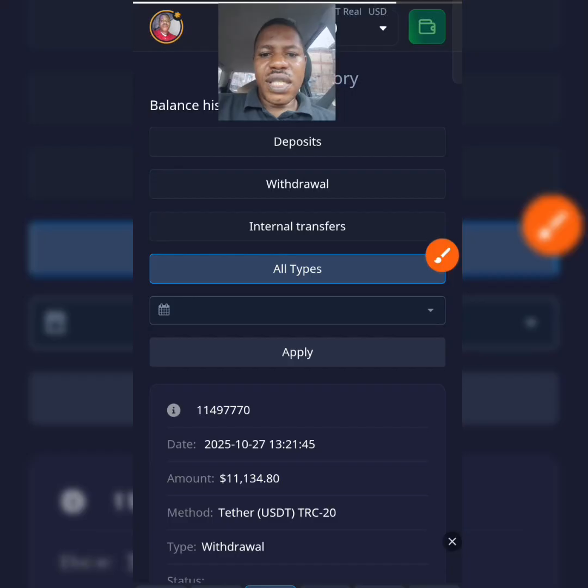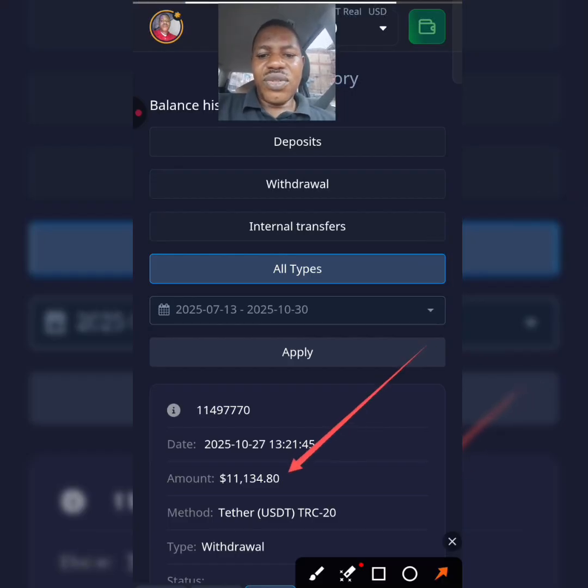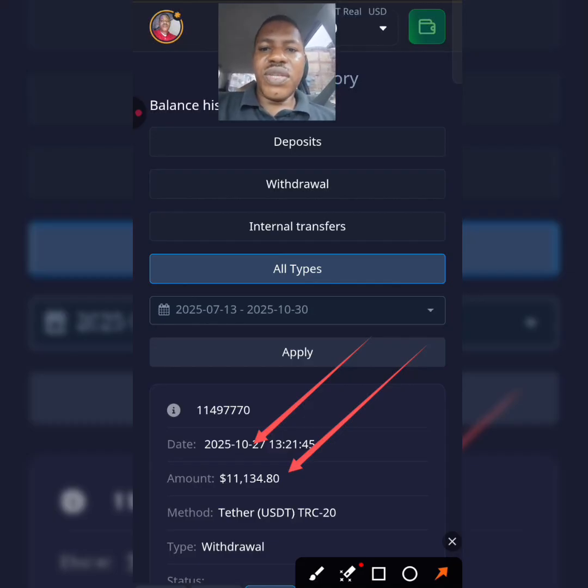So this is it right here. I withdrew $11,134.08 from Pocket Option. That was on the 27th of this month. So I'm waiting for them to pay before I finally make another deposit. For now, I wouldn't be using my real account. I'll have to use my demo to demonstrate what I'm about to show you right now.